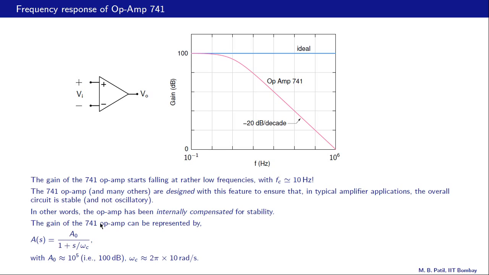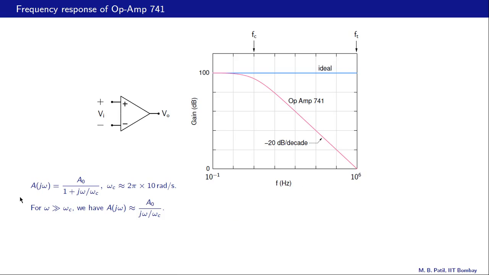A0 is the low frequency gain, which is 100 dB. 100 dB corresponds to 10 raised to 5. So A0 is just a constant equal to 10 raised to 5, and omega c is the cutoff or corner frequency, that is somewhere here, and in hertz it is about 10 hertz. In radians per second it is 2 pi times 10 radians per second. Okay, so here is our A of j omega again, A0, which is a constant, divided by 1 plus j omega by omega c, where omega c is about 2 pi times 10 radians per second.